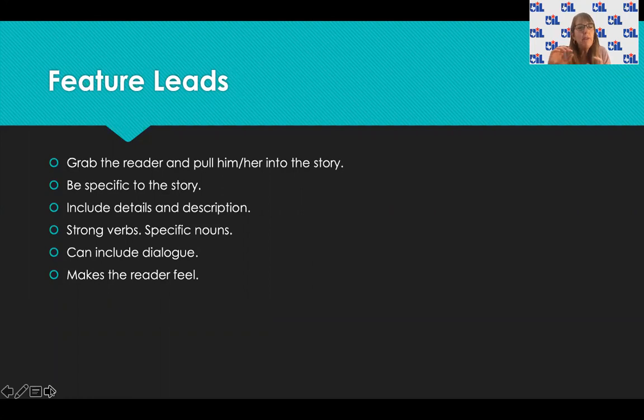Our leads have to be very specific to our story. That means we're not going to use the word million. We're not going to say "in all of society." All of that really general stuff, that's not what we want. We want our lead to only work for our feature story. We want our lead to include details and descriptions, and we do that by using strong verbs and specific nouns. Show, don't tell. That's what we want our feature stories to do. We want to show the reader rather than tell the reader.